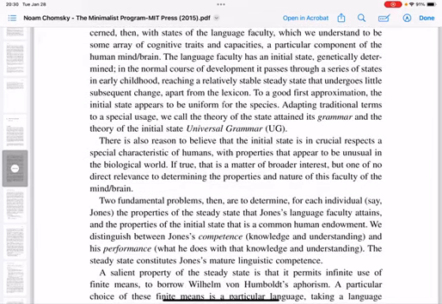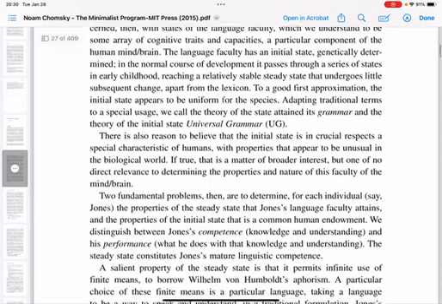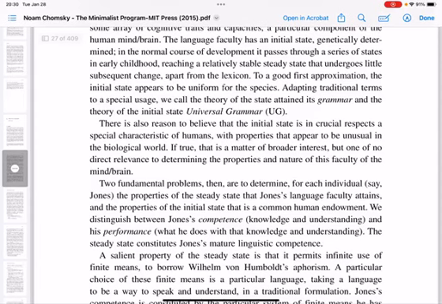Adapting traditional terms to a special usage, we call the theory of the state attained its grammar and the theory of the initial state universal grammar.